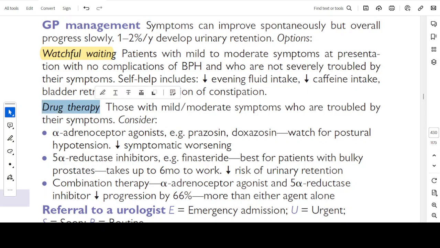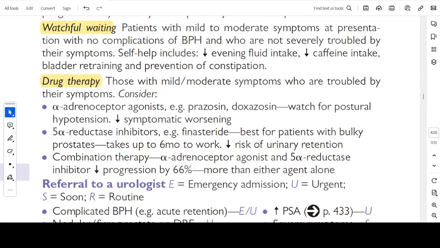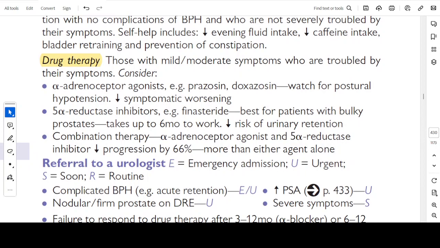Drug therapy. For those with mild or moderate symptoms who are troubled by the symptoms, consider an alpha adrenoreceptor agonist, for example prazosin, doxazosin. Watch for postural hypotension. So the drugs which are used for BPH are alpha adrenoreceptor agonists like prazosin or doxazosin, and 5-alpha reductase inhibitors like finasteride. Best for patients with a bulky prostate, takes up to 6 months to work, decreases the risk of urinary retention.